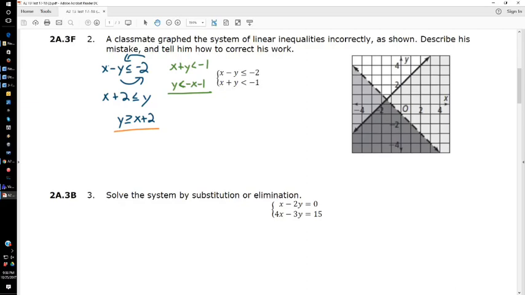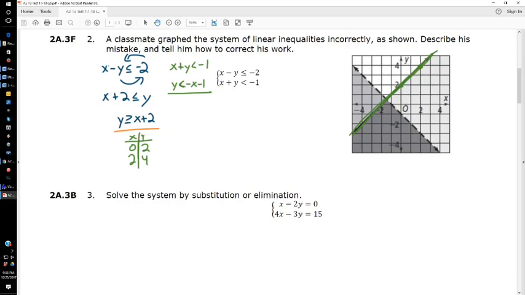This is a y-intercept of 2. That's a little table. So that's 0, 2. And let's just pick a point right here. Let's pick 2. 2 plus 2 is 4. So that one should be at 0, 2 and 2, 4. And it's an equal to, so it's solid. And it's a greater than.